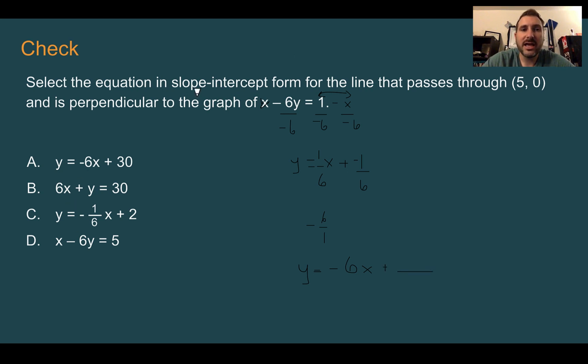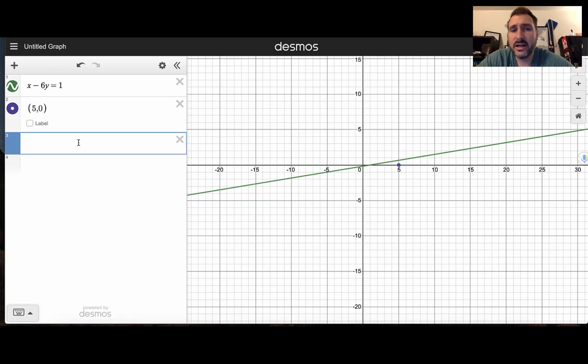So if I'm going through and looking, it does tell me slope-intercept form, which means it can't be B and it can't be D. Those are not in slope-intercept form. So either A or C. Which one's going to have the perpendicular slope of negative 6? That would be A. And again, we can double check what we get on Desmos. So I think that A was the correct answer.